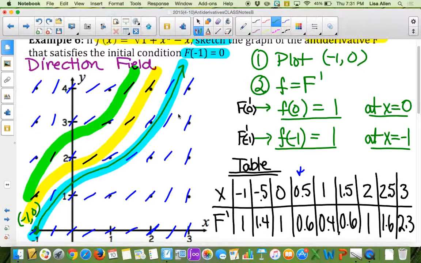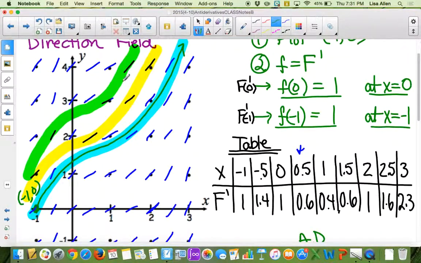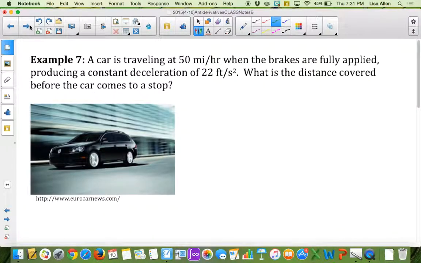In the AP, we call this direction field, we call it slope fields, and it's a topic that we'll have a whole unit on involving differential equations. So let's try one more problem before I give it up for the night.